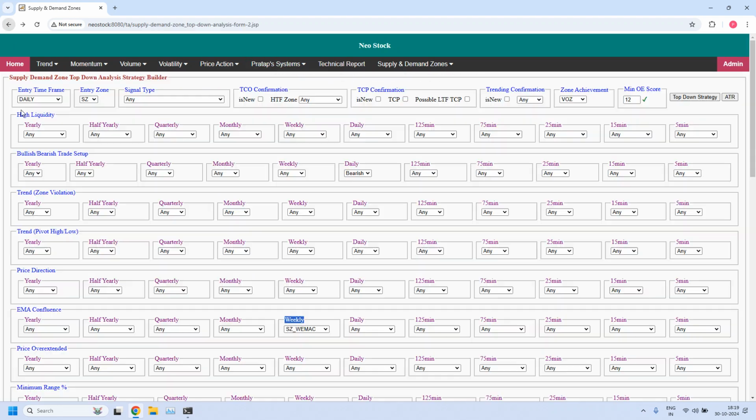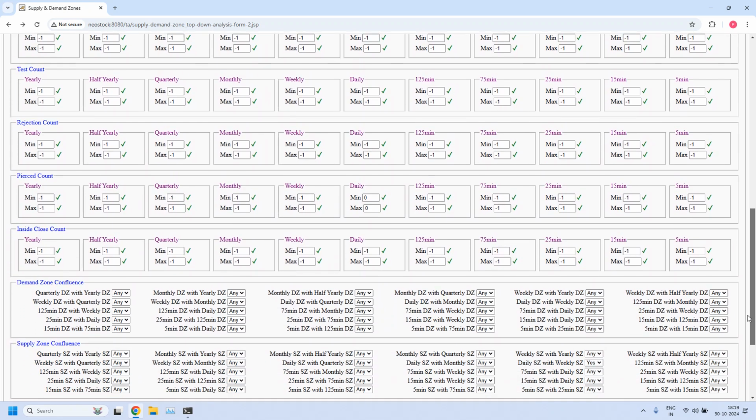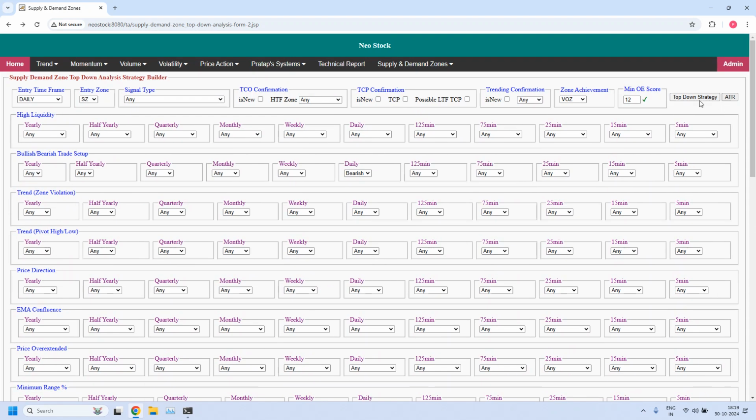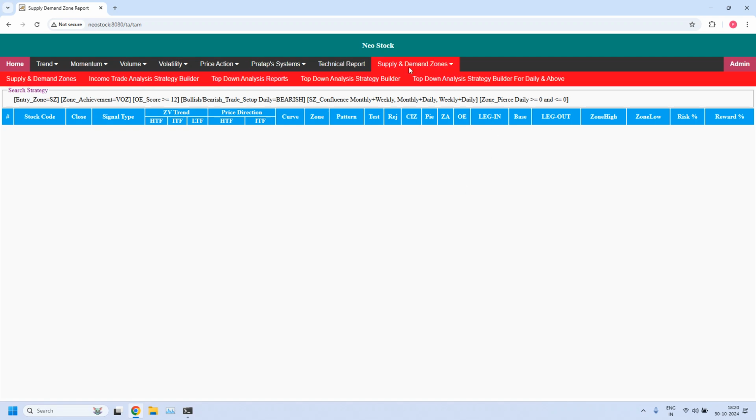Okay, now let's look for even HTF confluence. I am removing this EMA filter. Let's verify LTF, ITF, HTF supply zone confluence. 1 filter is already set. This is the one. Second one, daily supply zone with monthly supply zone confluence. Third one, weekly supply zone with monthly supply zone confluence. With all the 3 LTF, ITF, HTF supply zone confluence, we did not get any stocks. Okay, this is about bearish trade setup for monthly income trade.